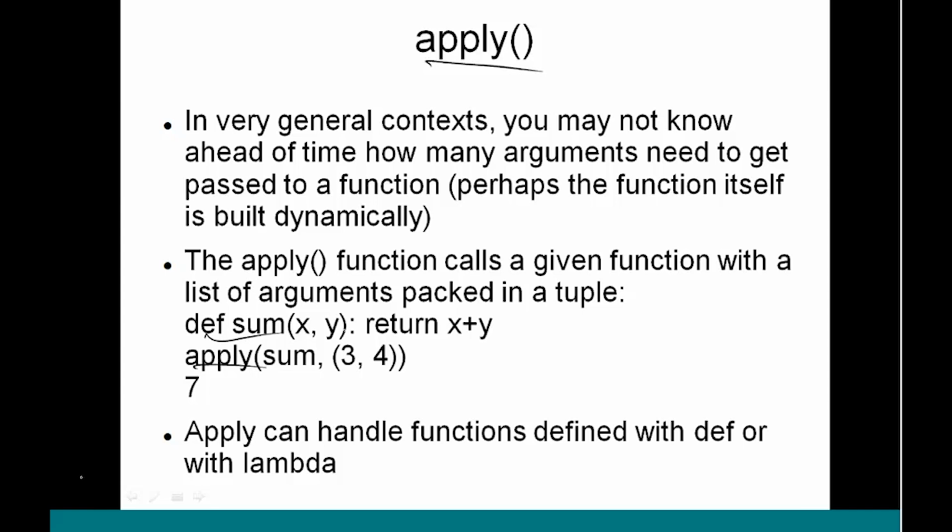So here our function definition is sum(x, y) that returns x plus y. Now we can execute this function using apply, so that we pass the arguments as a tuple, that is (3, 4), and then the result is 7. The apply can handle functions defined with def or with lambda, so those things are possible as well.